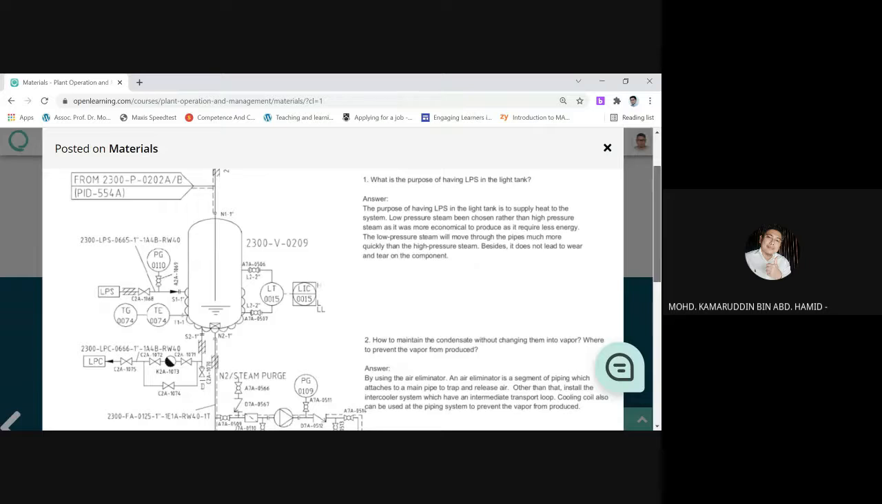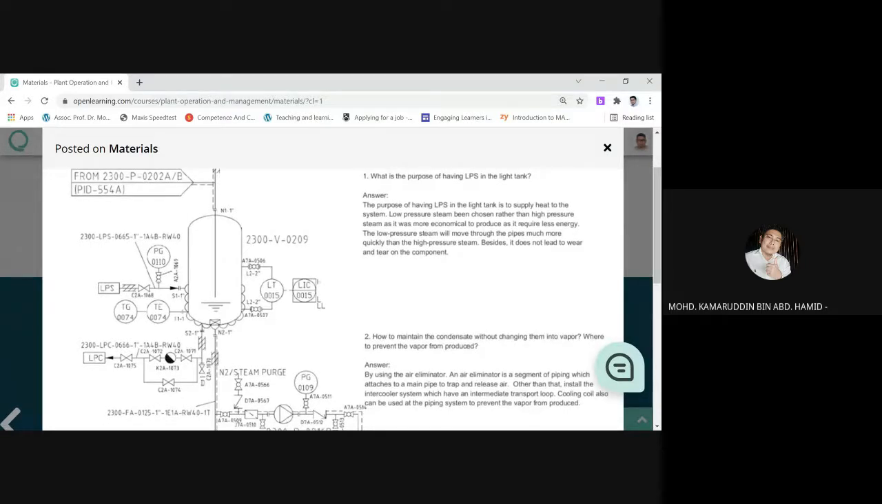Okay, this is the light tank ataupun tank to temporarily contain ataupun allocate this light component. Okay, temporary.